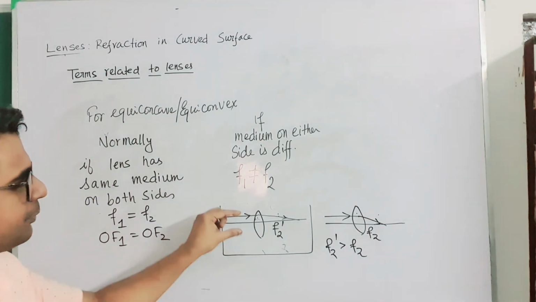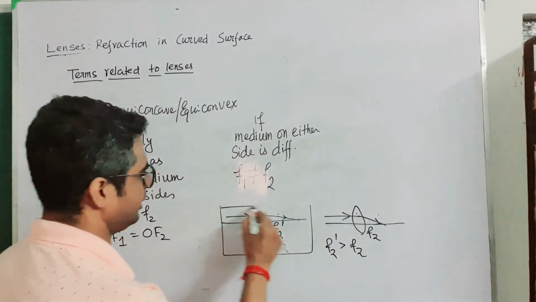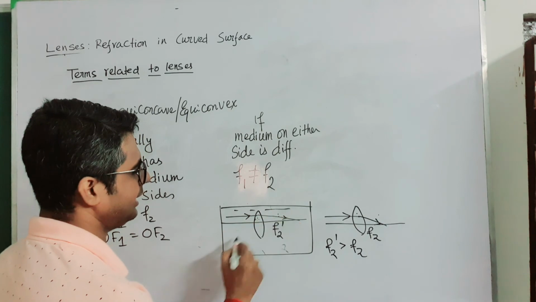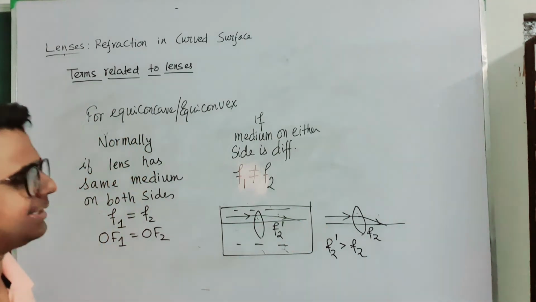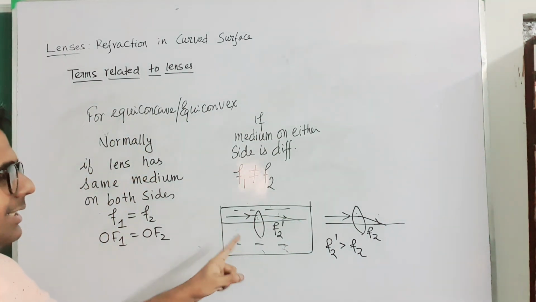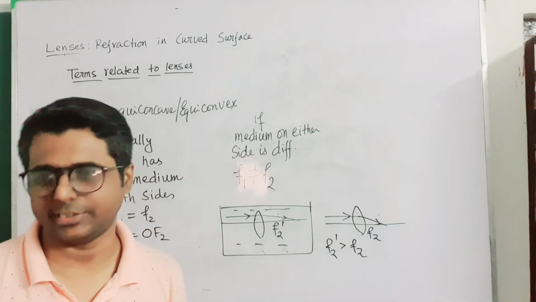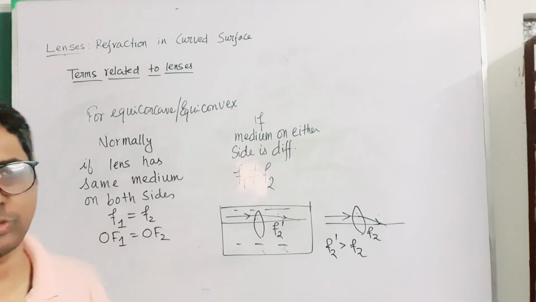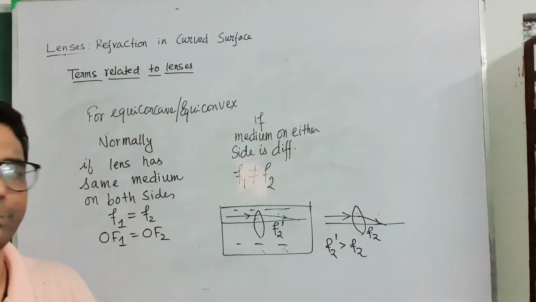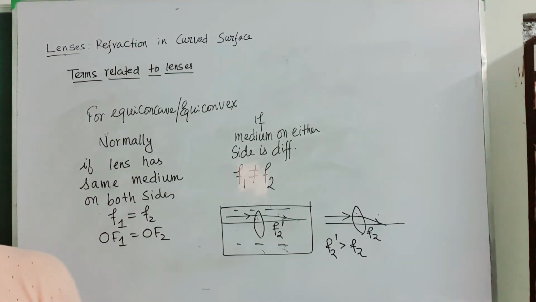So even if it is put in water, we can see that the focal length is changing. So by this we can say that focal length is not a geometric property of the lens. It depends on which fluid you are putting it in, etc. A lot of conditions are there.